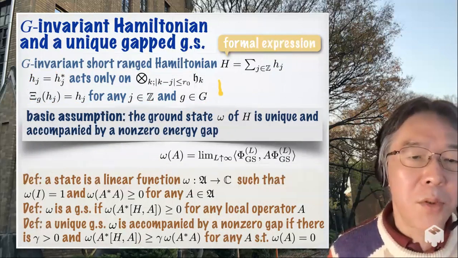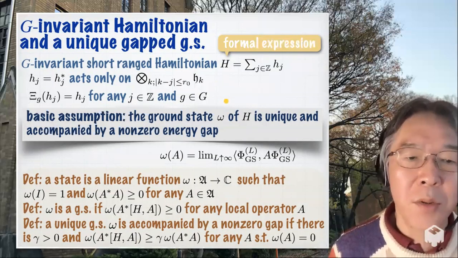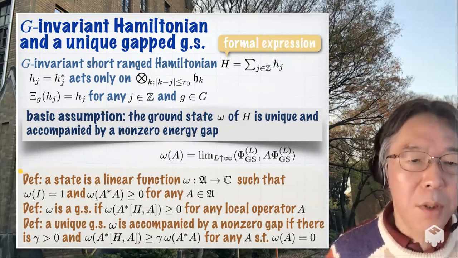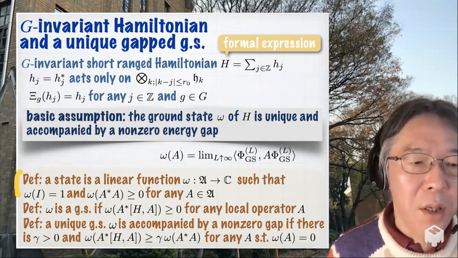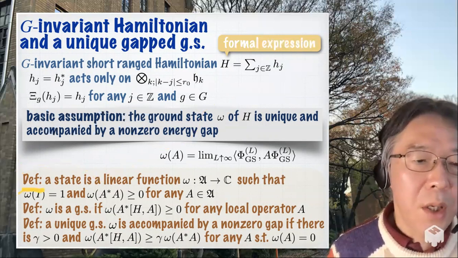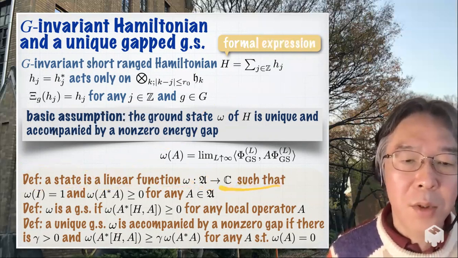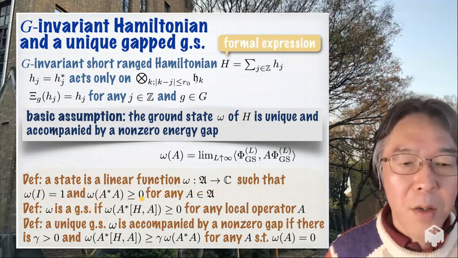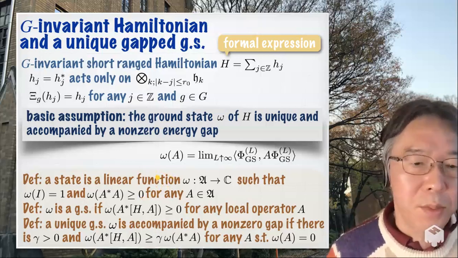And the basic assumption here is that the ground state omega of H is unique and accompanied by a non-zero energy gap. So here, let me talk about the precise definition of a unique gapped ground state. First of all, this is a definition of a state. In the C-star algebra approach, a state is a linear function omega from R, the C-star algebra, to the set of complex numbers, which is normalized and which is positive. Well, you can think of this omega simply as the expectation value in your quantum state.